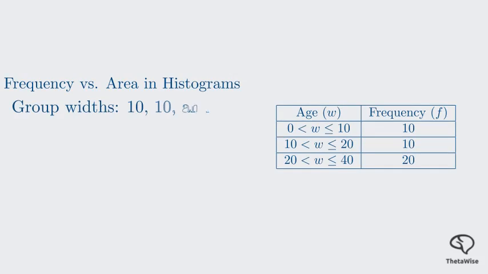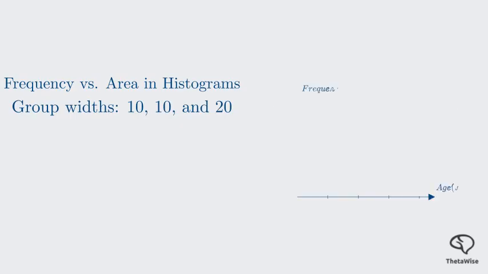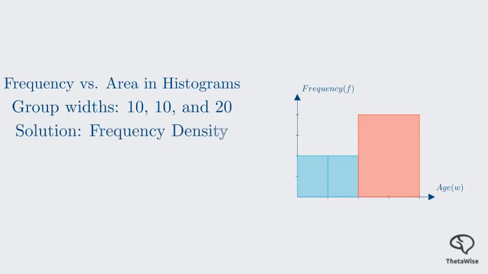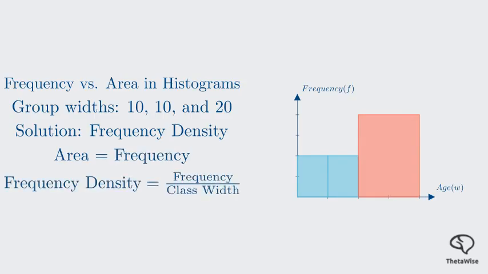Notice the third group. The first two groups have a width of 10 years, but the third group has a width of 20 years. If we just plotted frequency on the vertical axis, the third bar would look massive, giving a misleading impression that the 20 to 40 age group is the most dense or common, simply because the group is wider. To fix this distortion and compare groups fairly, we use frequency density. This adjusts the height of the bars so that the area correctly represents the number of people.